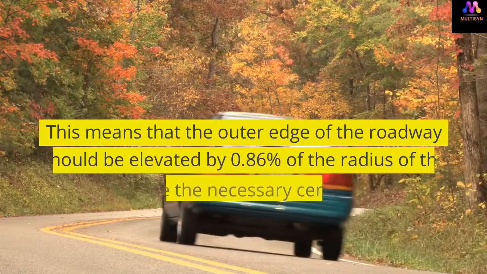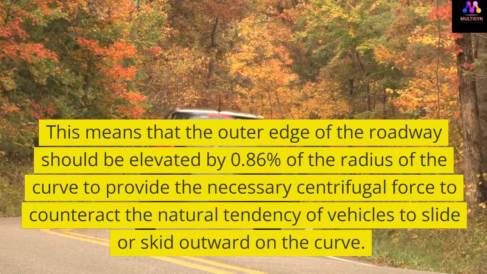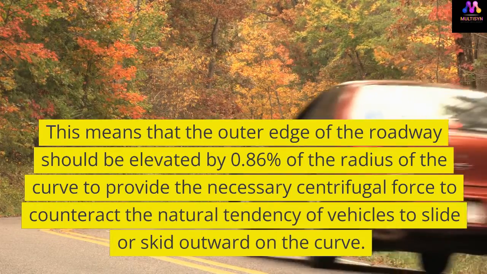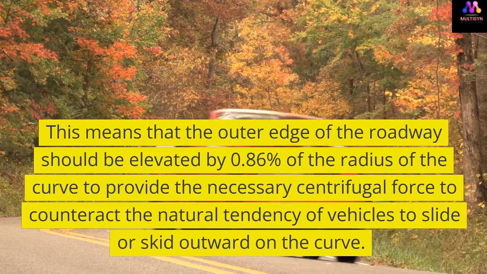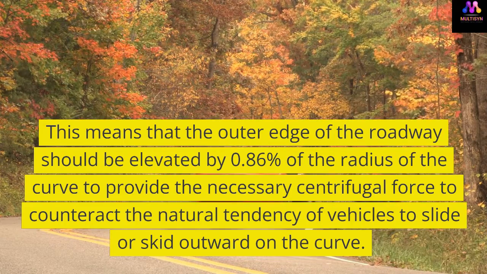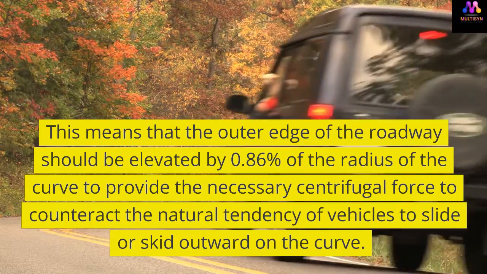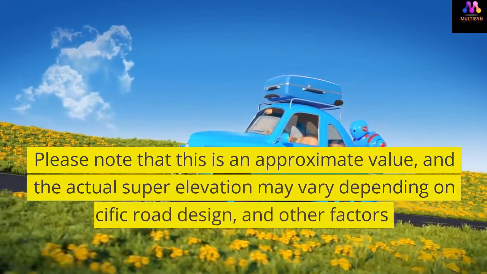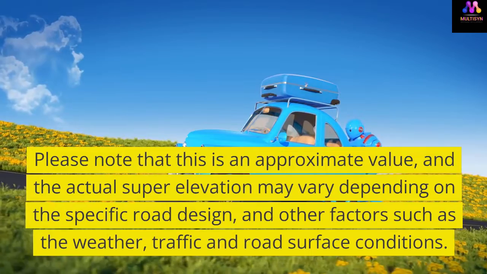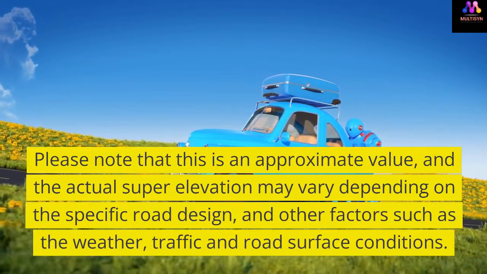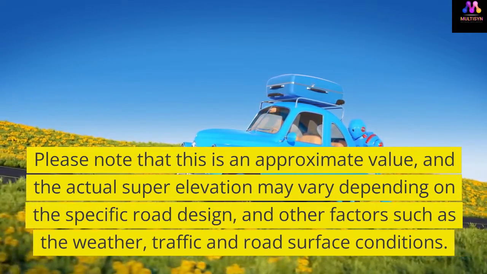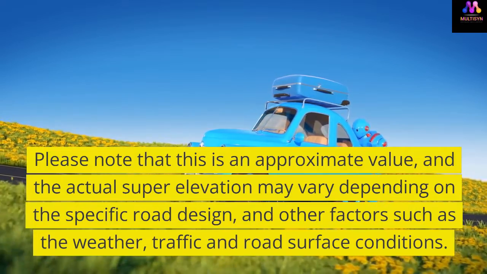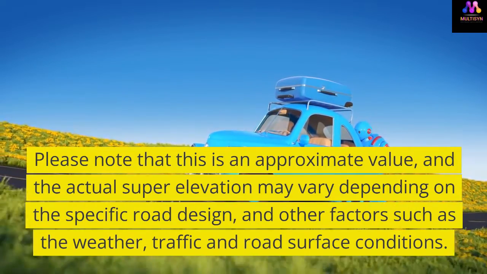This means that the outer edge of the roadway should be elevated by 0.86% of the radius of the curve to provide the necessary centrifugal force to counteract the natural tendency of vehicles to slide or skid outward on the curve. Please note that this is an approximate value, and the actual superelevation may vary depending on the specific road design, and other factors such as the weather, traffic and road surface conditions.